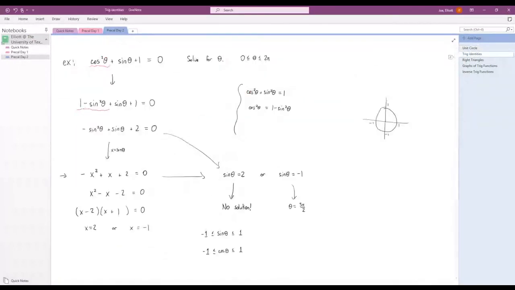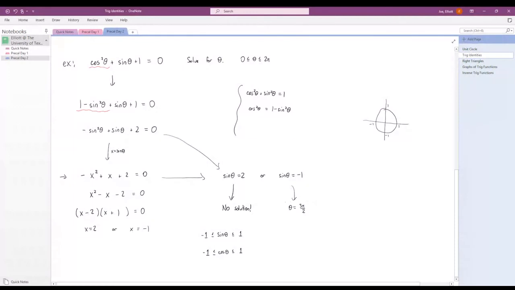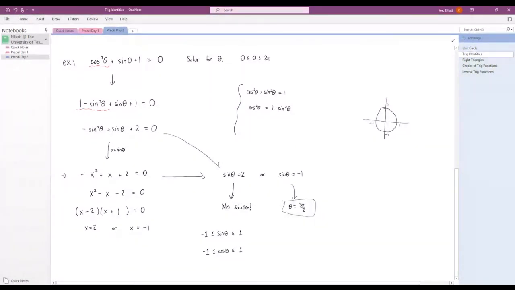Let's see here. And then for this example, when we looked at sine theta being equal to -1, there's one possibility between 0 and 2 pi, which happens when theta is 3 pi over 2. So this was the only solution that we found to the equation.